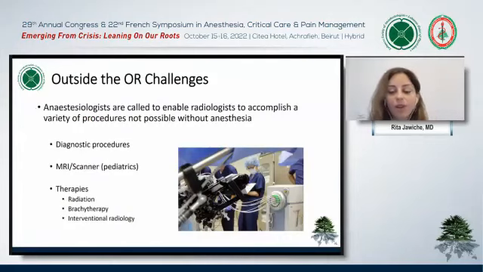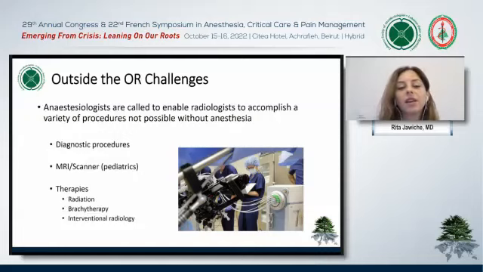Other challenges for the anesthesiologist dealing with cancer patients is the need for anesthesia outside the OR. And I can assure you it's a growing challenge because, with all the cancer treatments, there are lots of innovations and lots of interventions that should be done outside our comfort zone, that is our OR. We have lots of new diagnostic procedures. We have MRIs, scanners, the follow-up procedures, mainly for the pediatric population.